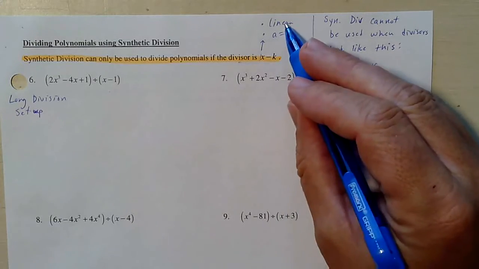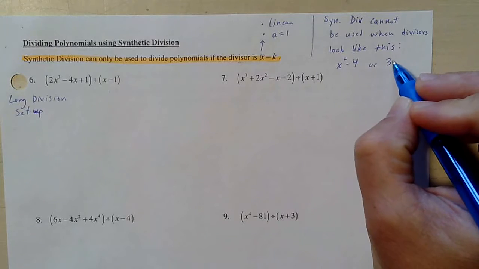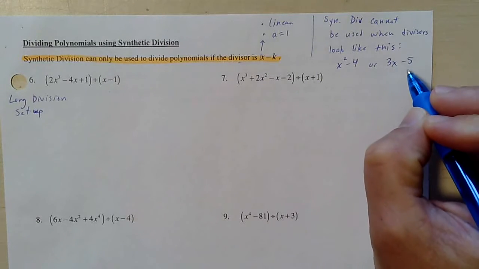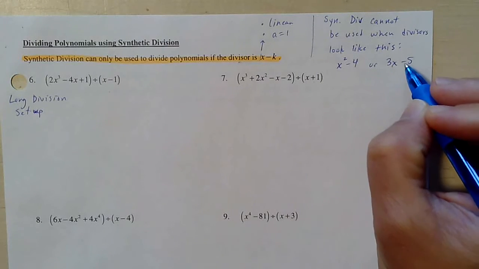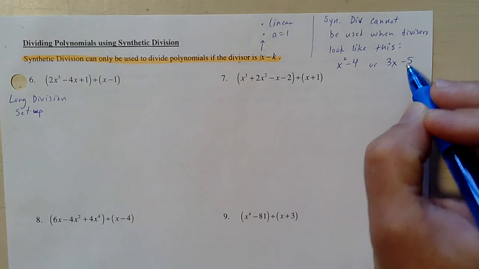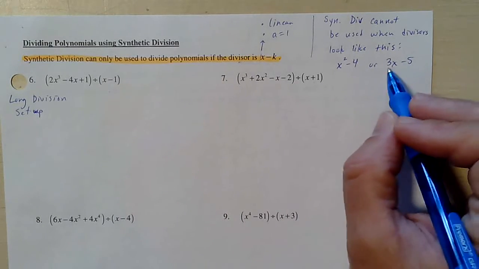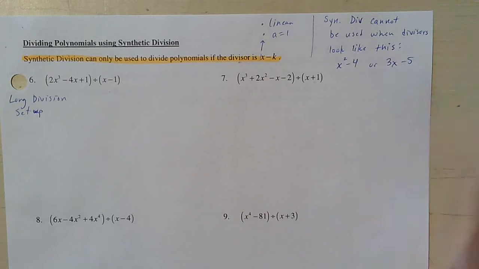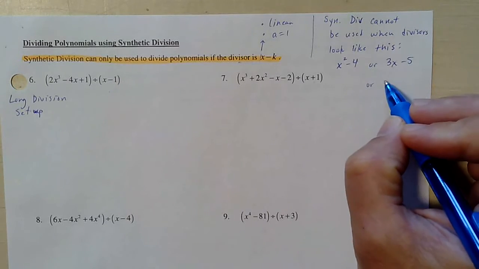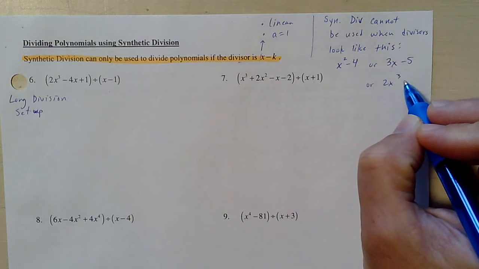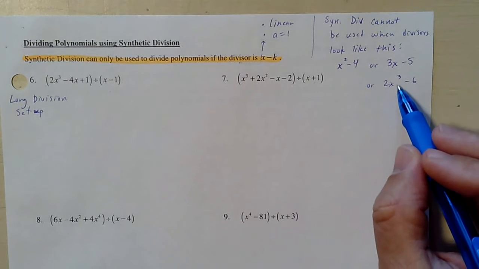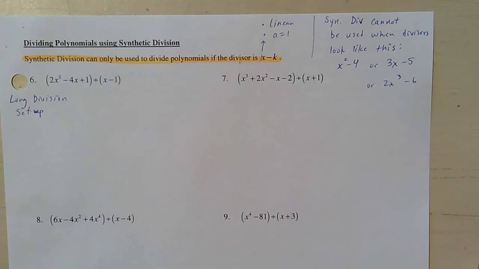Or maybe it is linear, but a isn't 1, like 3x minus 5. Once again, synthetic division cannot be used. I mean, there's a way around it with this, but I'm not going to show you right now. I can't use it when it's in that form. Okay, you get it? I guess I show you another one. 2x cubed minus 6. Once again, not linear, not going to work.